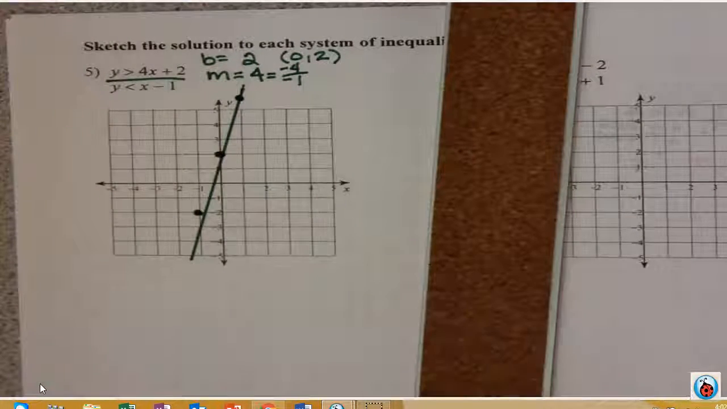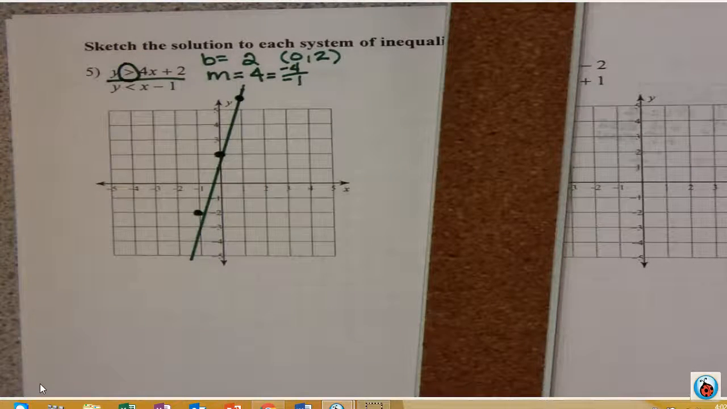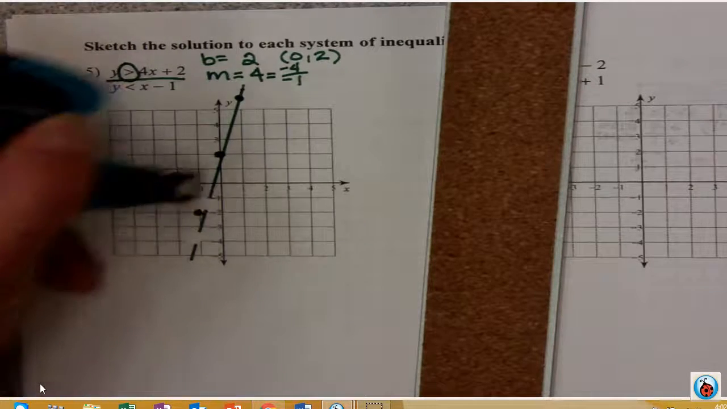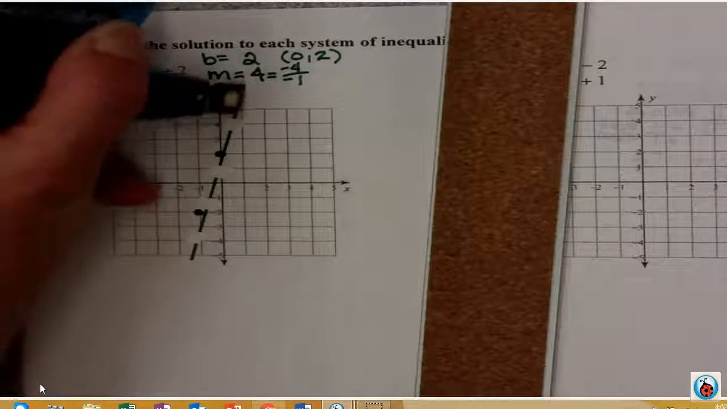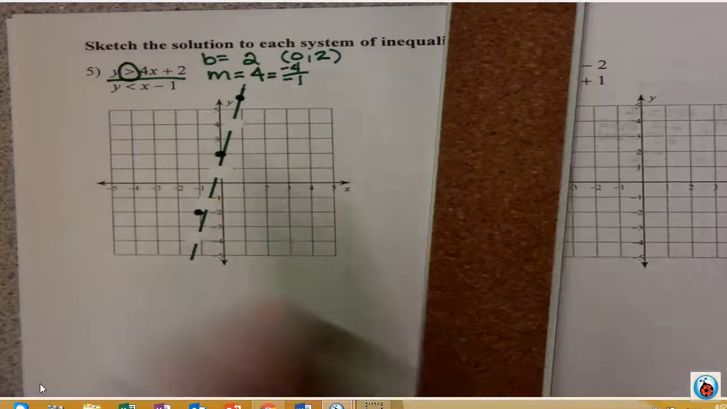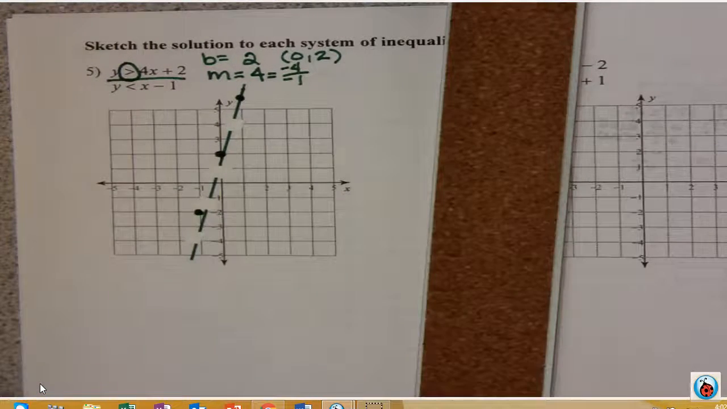Okay. So now, I've screwed up. What did I do wrong? You should be saying, Ms. LaBelle, you did something wrong. What did I do wrong? I notice now that this is a greater than, but not equal to. So I need to dot my line because it should not be a solid line. It should be a dashed line. It should not be solid because it's not equal to. It's only greater than. So make sure that you don't make that mistake on yours.